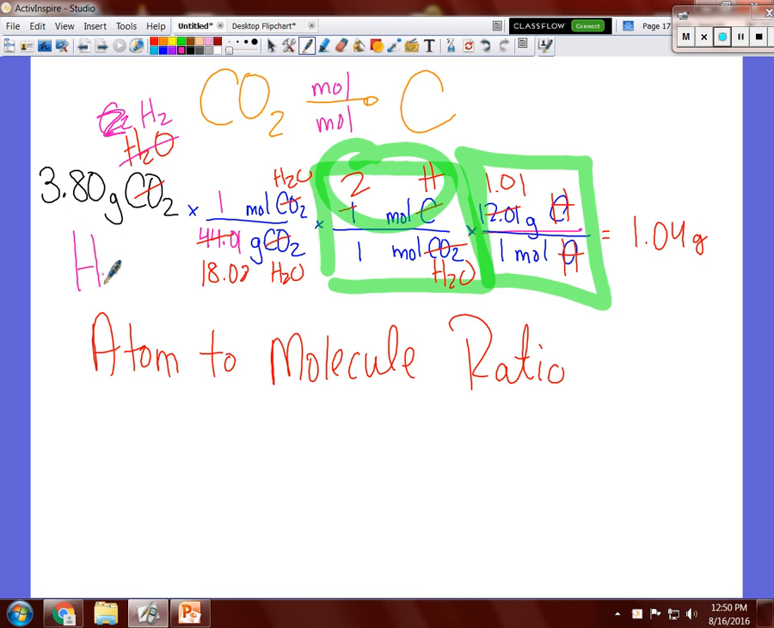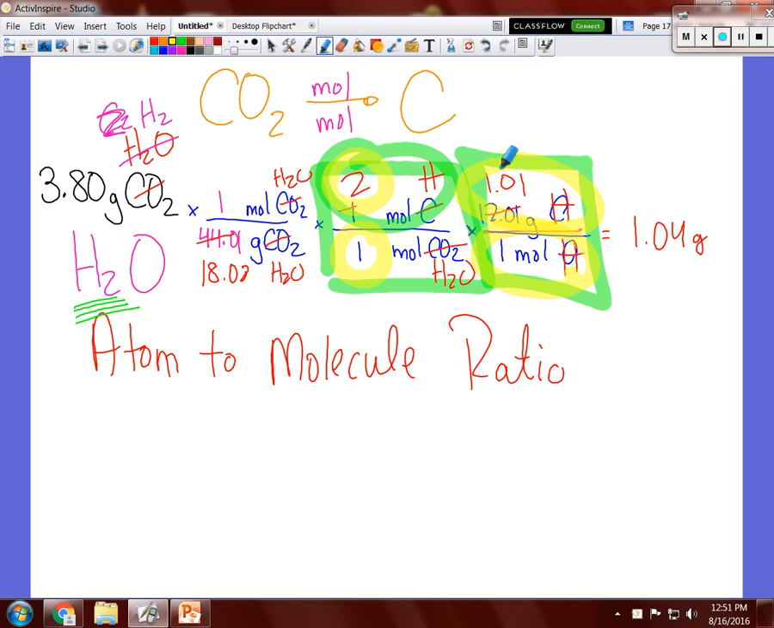In H2O, there is 2 atoms of hydrogen per 1 molecule. Would you agree with that? There are 2 in every one. Would you agree with that? But 1 hydrogen is 1.01. Does that answer your question? Yes.